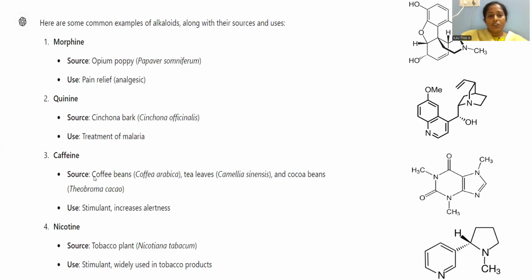Then caffeine. Coffee beans. Everybody is aware of tea and coffee. So coffee beans are the source for this caffeine, and even from tea leaves, caffeine is extracted. And cocoa beans, which we use in chocolate manufacturing. Even from the cocoa beans, caffeine is extracted.